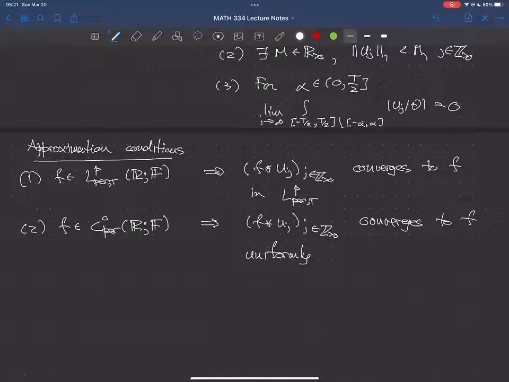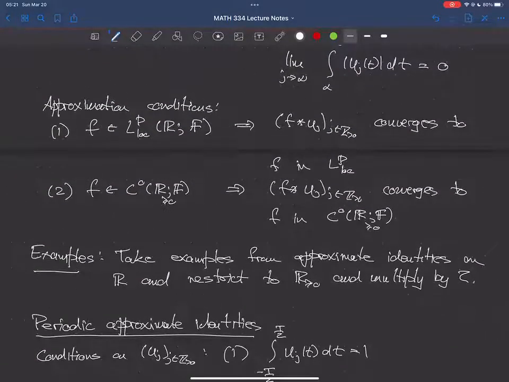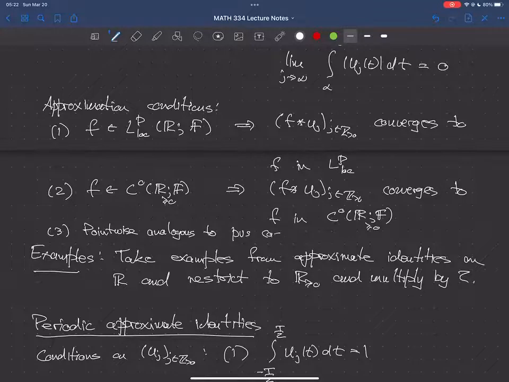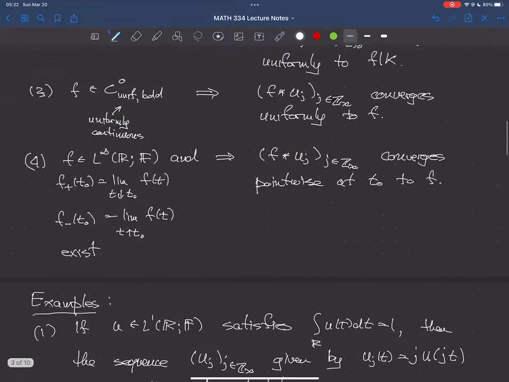Oh, sorry, I forgot one in this case as well. You get pointwise convergence, analogous to the previous case. We had this condition up here for pointwise convergence, this one. You get an analogous statement for pointwise convergence at a time where these limits exist.